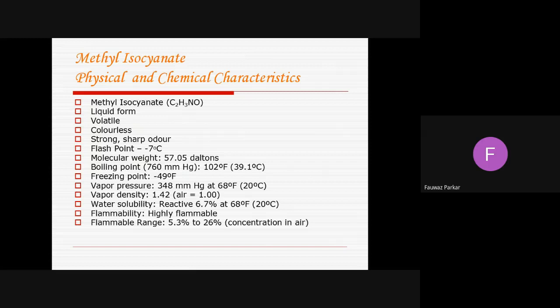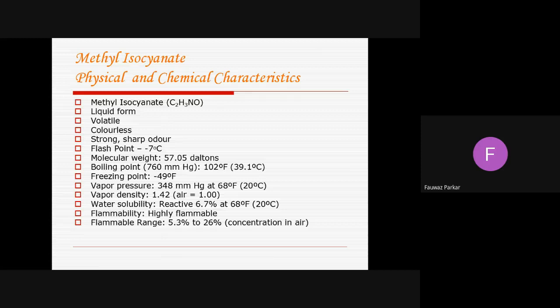Methyl isocyanate: we'll now discuss its chemical composition and physical properties. Its chemical composition is C2H3NO. It is a liquid, highly volatile, colorless, with a strong sharp odor. Its flash point is -7 degrees, and there are its molecular weight, boiling point and so on. These are the physical characteristics of that particular gas.